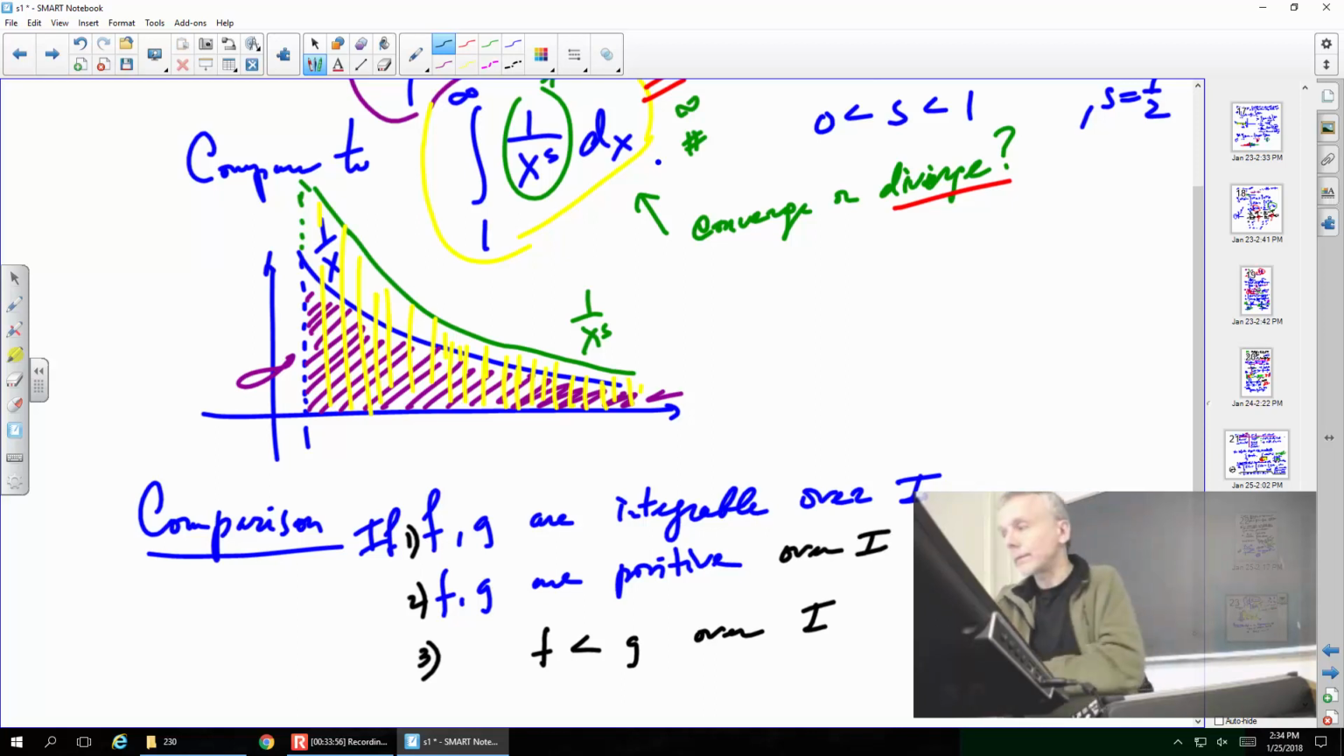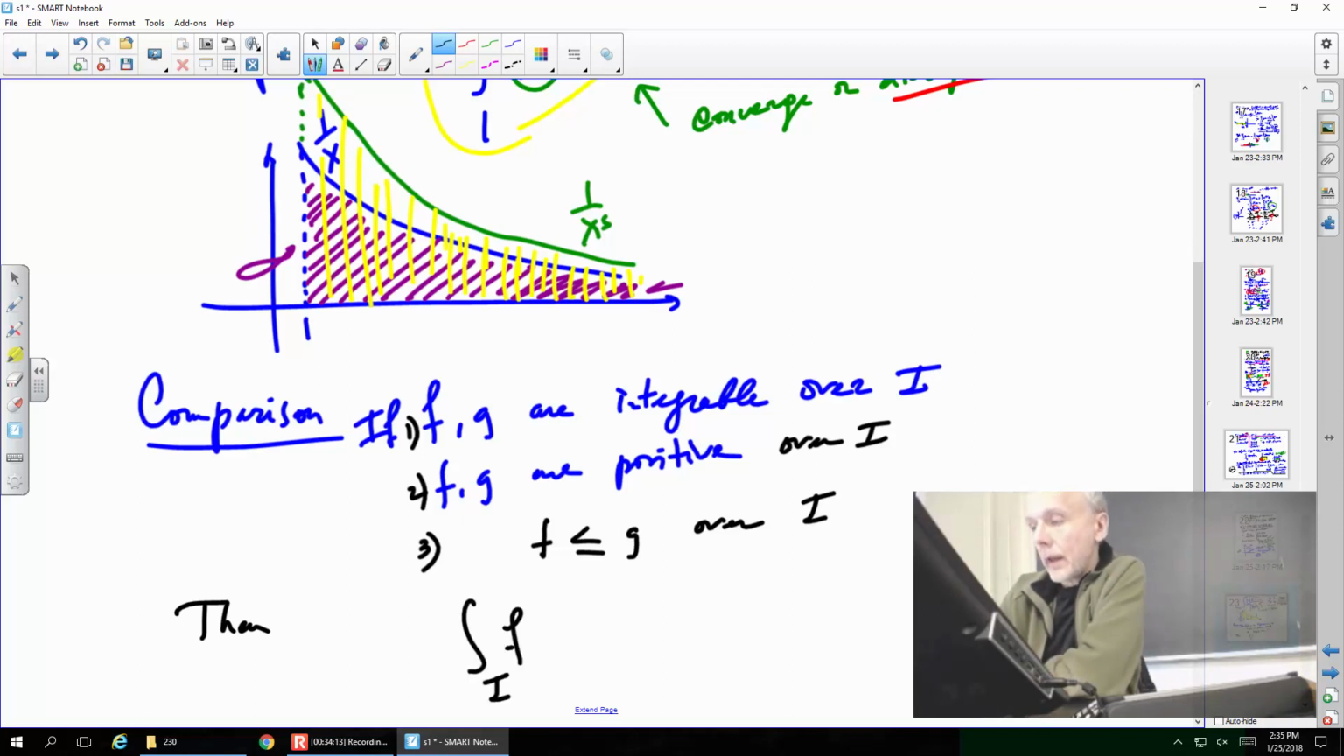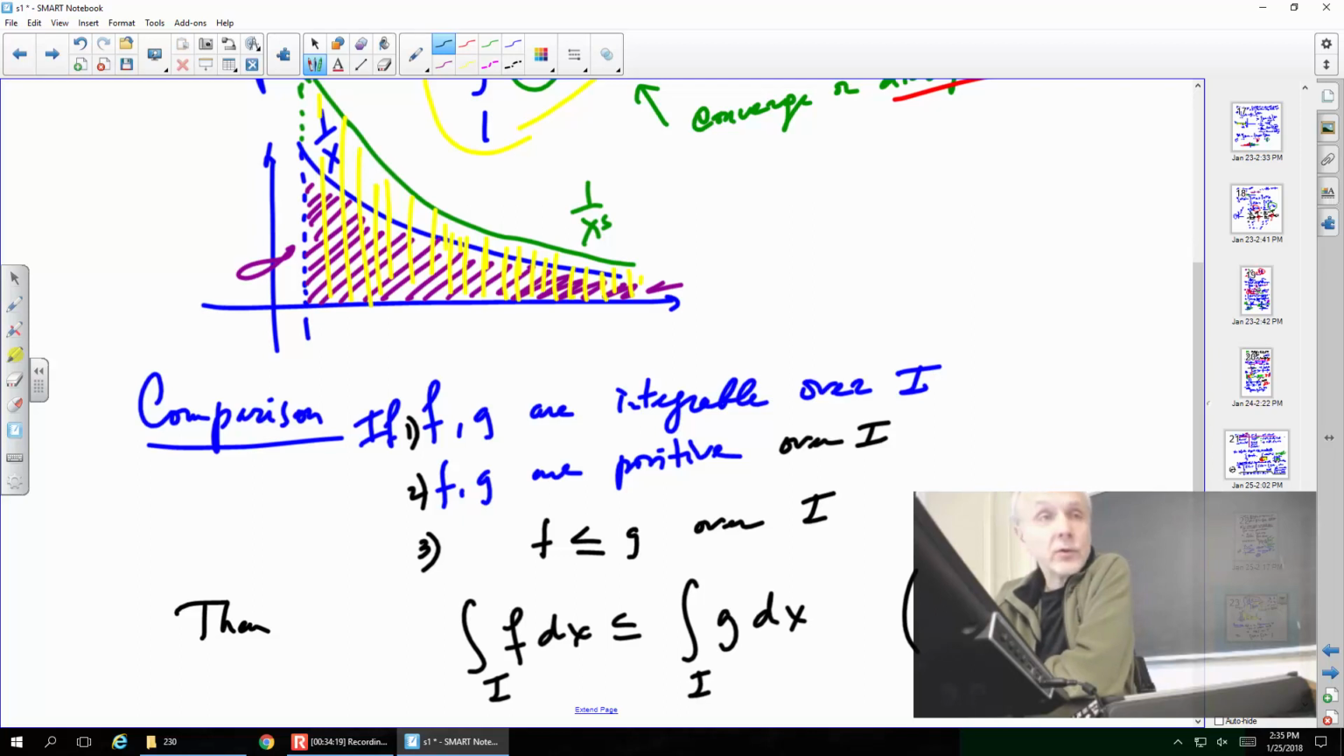Just like that graph over here. Both graphs lie above the x-axis, but g lies higher than the other one. So then, let me put a less than or equal to here: the integral over I of f dx is less than or equal to the integral over I of g dx. And just to make that point, both could be infinite.